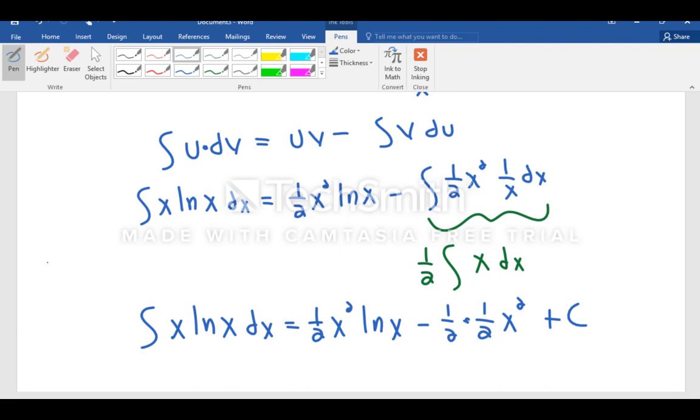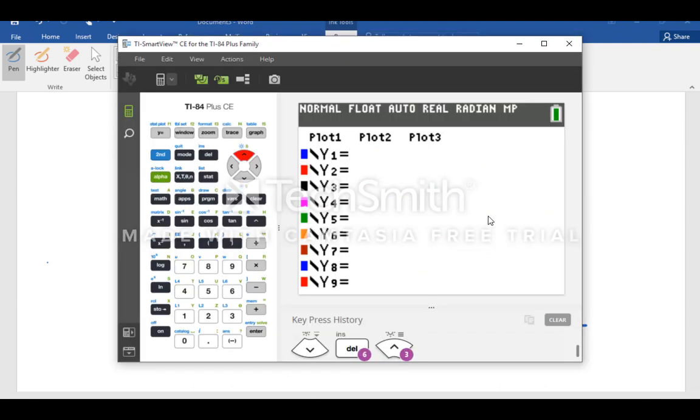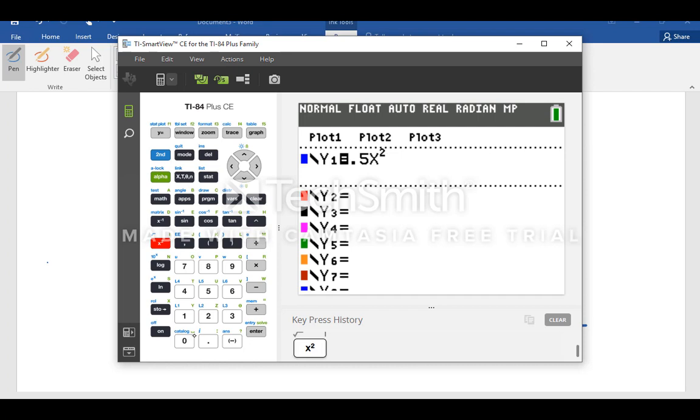All right, and I was getting a little excited about the calculator, so I'm going to take a second and show you how we could use the calculator to check our work here. So to check my work, what I could do is the following. Let's say in Y1, I'm going to type in my answer. So in my answer, what do I have? 1/2, so I'm going to do 0.5 x squared, and then times ln of x.